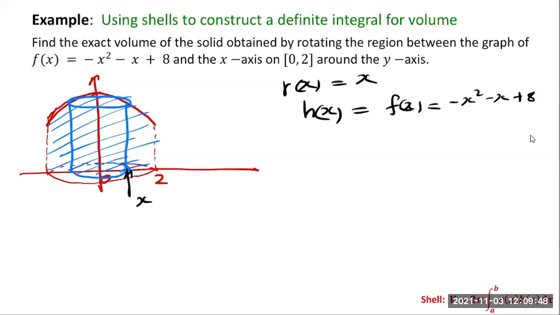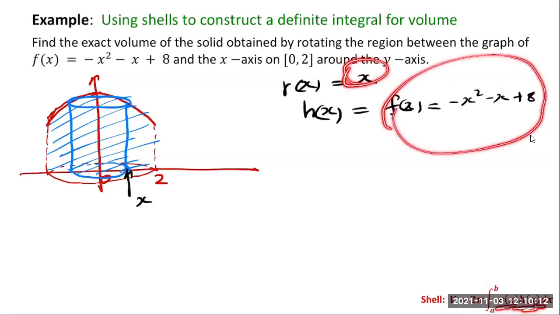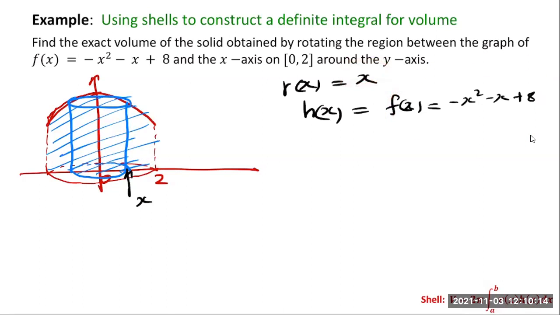Now we can go with the volume formula. We can find the volume of this particular solid object, which you obtain by rotating this region about the y-axis, by using this formula. That is 2 pi times the integration from a to b. Of course, your a is 0 and b is 2. So integration from 0 to 2, R(x) is this function, H(x) is this function. Let's apply that formula.